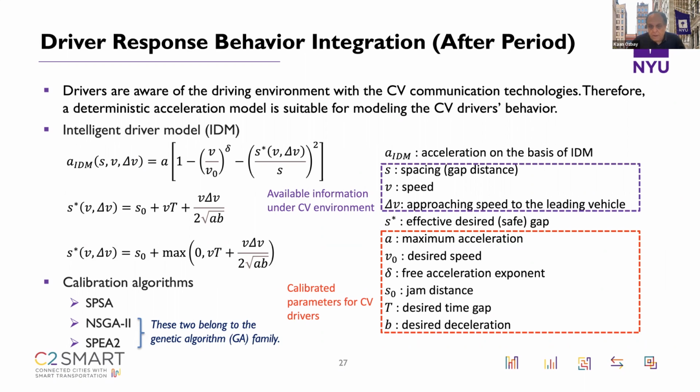So from the field data, we are getting the variables that you see in the purple box: spacing, speed, approaching speed, and the differential in approaching speed to the leading vehicle. We use those to calibrate these variables in the red box. To do that, we used different algorithms. We still used SPSA, but we also used some genetic algorithms to calibrate these variables and see if they would give us different results.